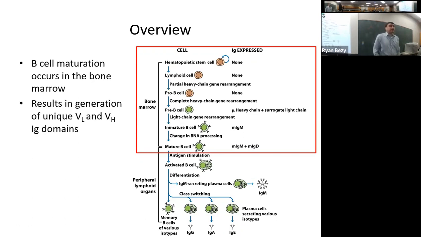What's going to happen here, though, is this process of maturation in the bone marrow is going to result in the generation of unique variable light domains and also variable heavy domains in those antibody structures. So you're going to get unique variable domains in both the light chain and the heavy chain. And all of this is going to be in the bone marrow before it sees antigen. So this is all independent of antigen before an antigen is ever seen.